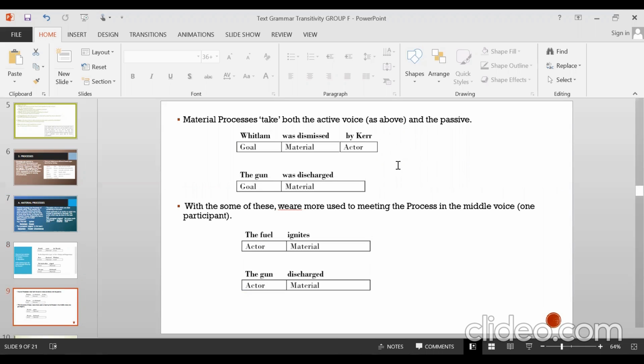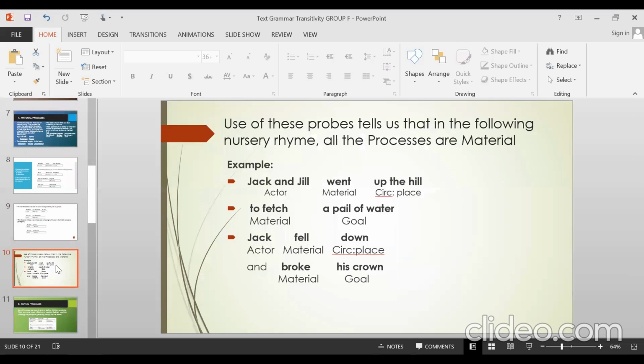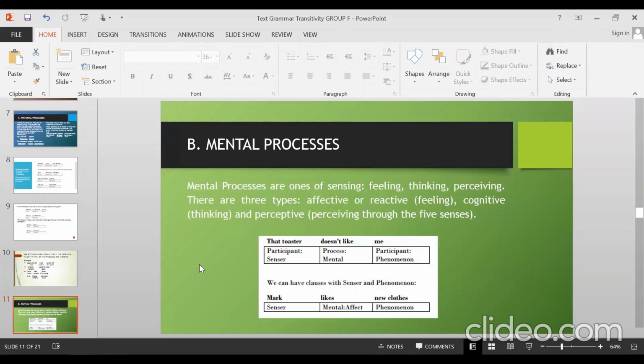With this, we are most used to meeting the process in the middle voice with one participant. The use of these props tells us that in the following nursery rhyme, all the processes are material. Example, Jack and Jill as actor, went as material, up the hill as circumstantial place, and etc. Okay, the next slide.